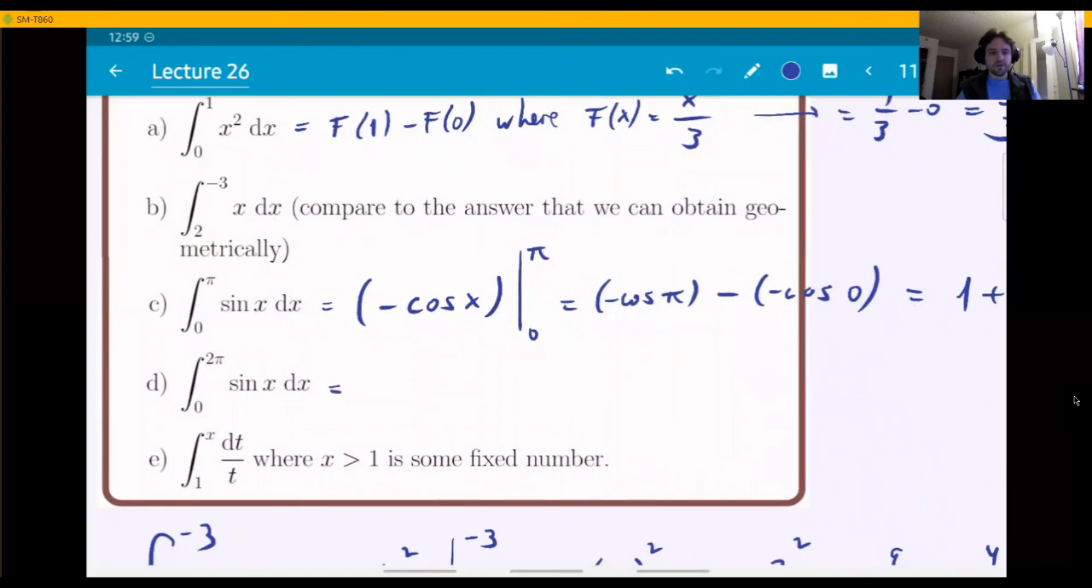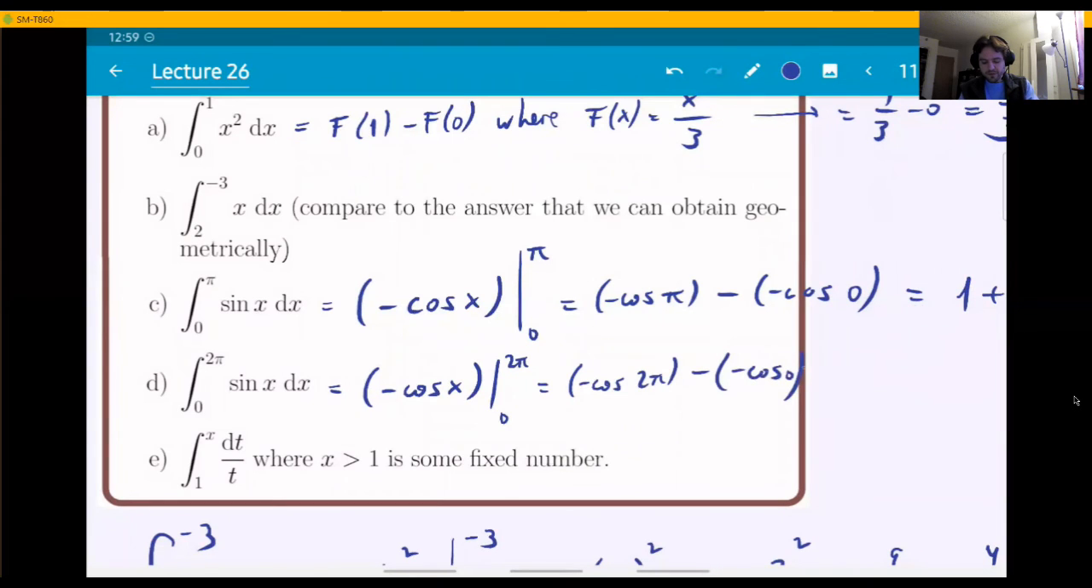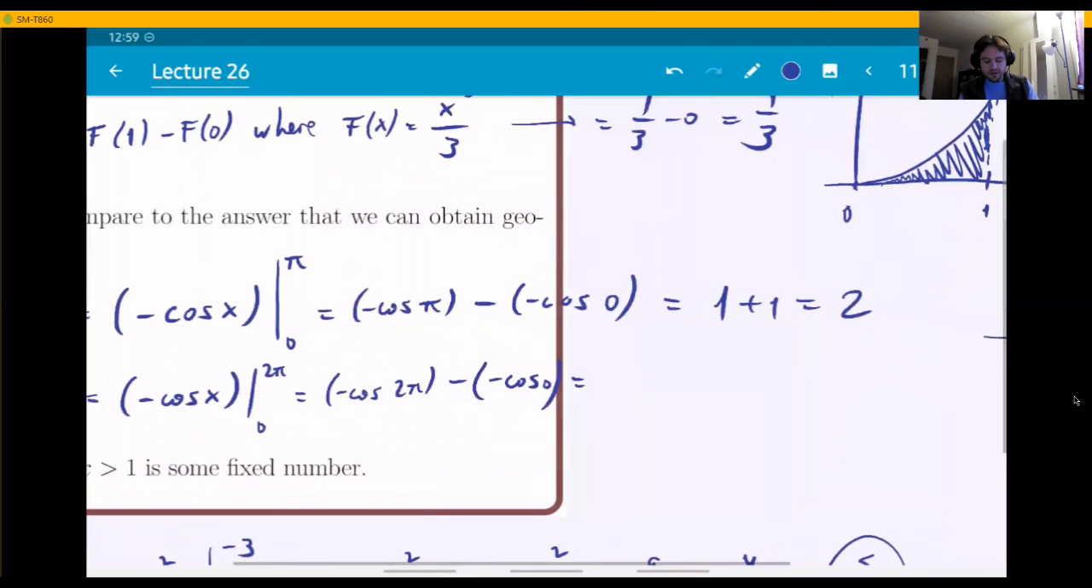Sine x between 0 and 2 pi. Well, the function whose derivative is sine is the function minus cosine. But now we have to evaluate it between 0 and 2 pi. So minus cosine of 2 pi minus cosine of 0. Cosine of 2 pi and cosine of 0 are both 1. So this is giving you the number 0. That's the value of this integral.